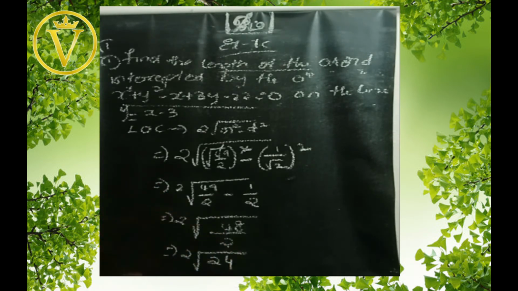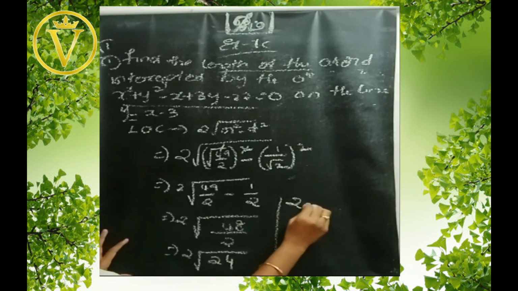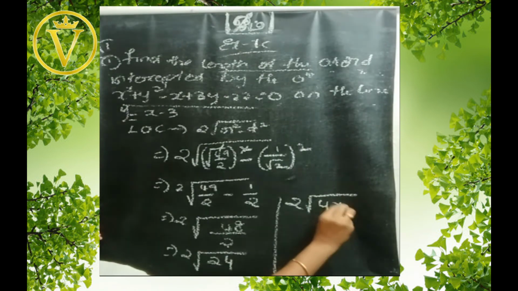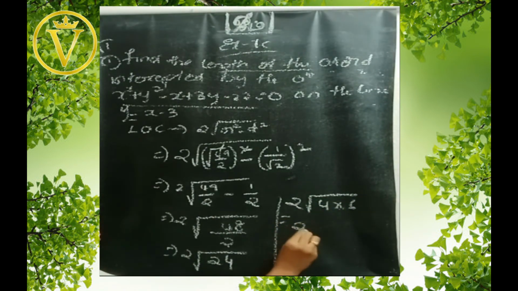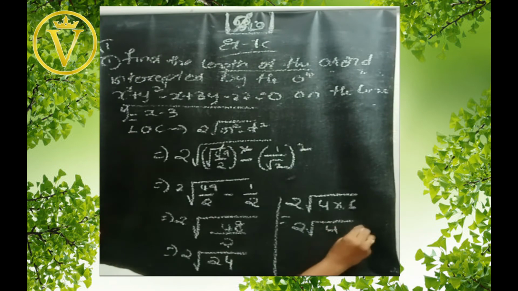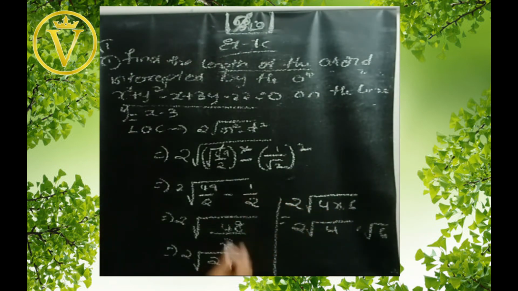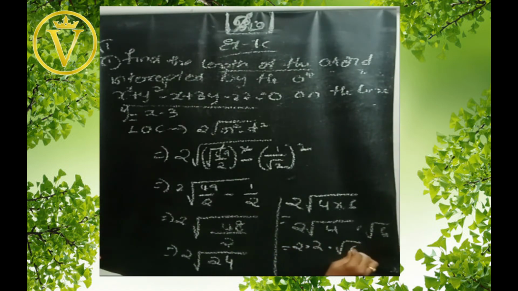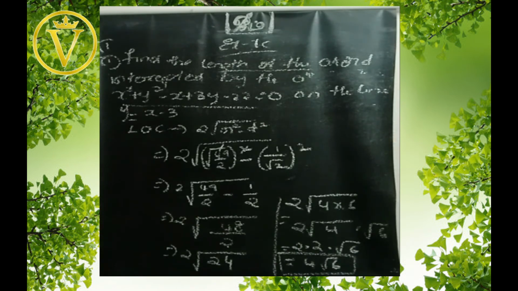For further simplification, we can write 24 as 4 into 6. Then you will get root 4 into root 6. Root of A into B is root A into root B. Now root 4 is 2, so 2 into root 6, that is 4 root 6. So this is the length of the chord that they have asked to find out. So 4 root 6 is the answer.